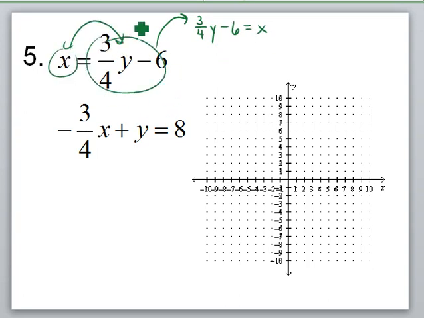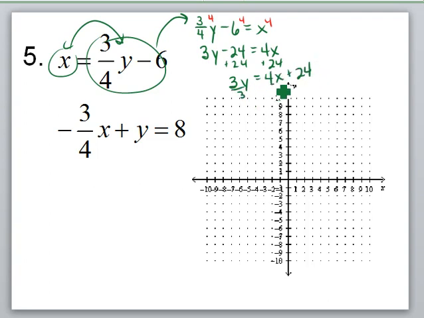Okay, and then what I want to do is solve for y. So I'm going to multiply everything by 4 because I want to get rid of this fraction. What that gives me is 3y minus 24 equals 4x. Then what I can do is add 24 to both sides, and so I get 3y equals 4x plus 24. And then I can divide by 3. So that gives me y equals 4/3 x plus 8.